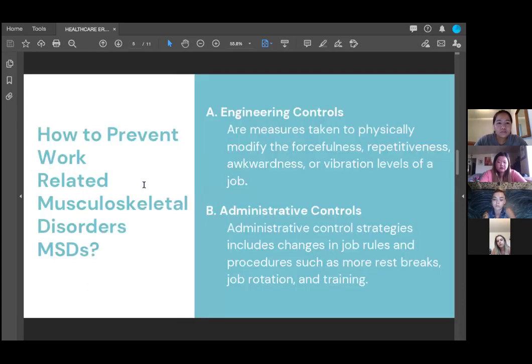All right, thank you for that. And how to prevent work-related MSDs. LJ, can you discuss this to the group?